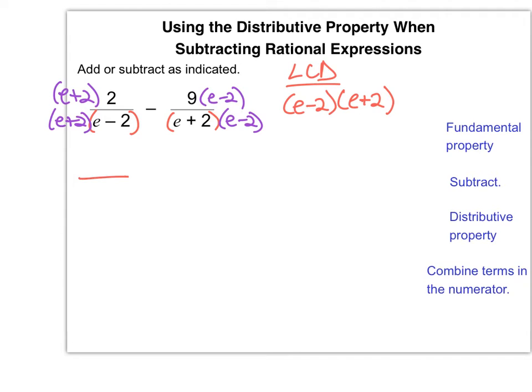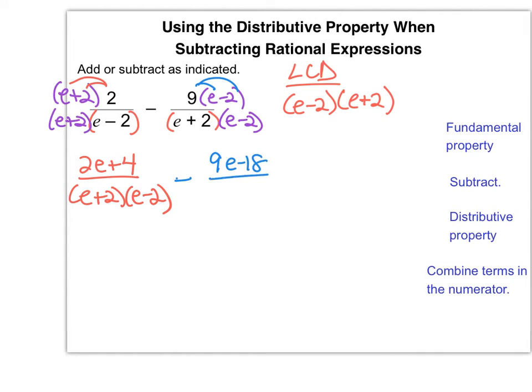When I simplify the first fraction by distributing the 2 in the numerator, I get 2e plus 4 over e plus 2 times e minus 2. For the second fraction, I'm distributing the 9 here, 9e minus 18 over e plus 2 times e minus 2. We do have a common denominator, so we can subtract the numerators. But this is where you want to keep in mind that you are distributing the negative. You're subtracting both of those quantities.